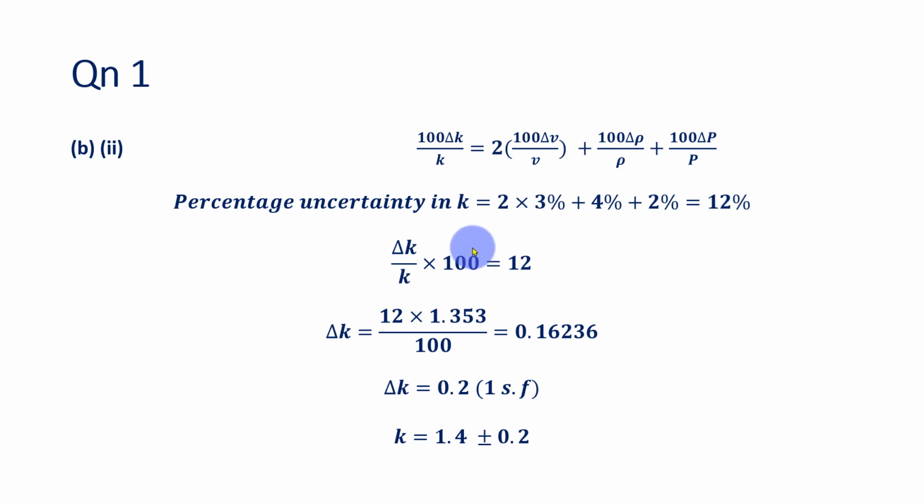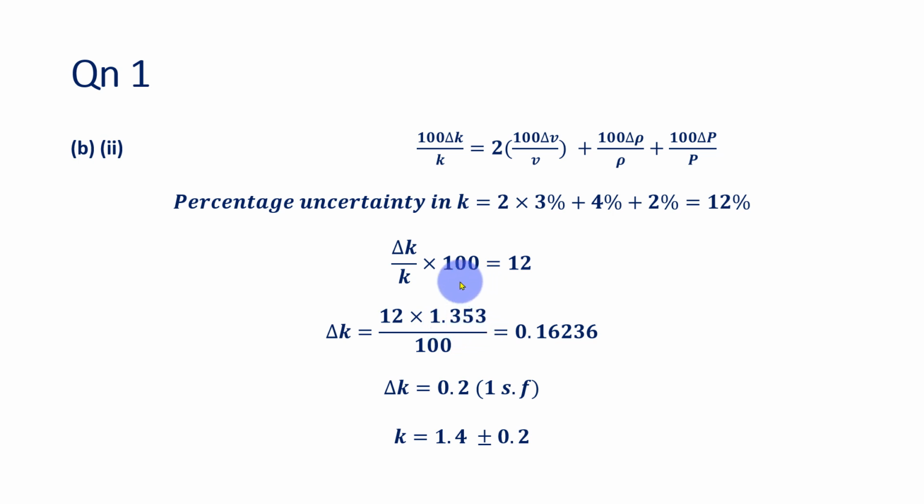12%. So we remember that percentage uncertainty in K, which is 100 times delta K over K, is equal to 12. All right. So by substituting in the value of K here, and remember, we can use the exact value of K here. There is no problem. But the best would have been to use 1.4.